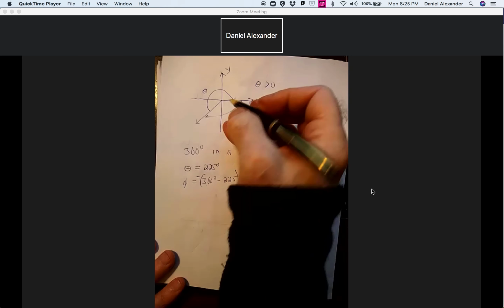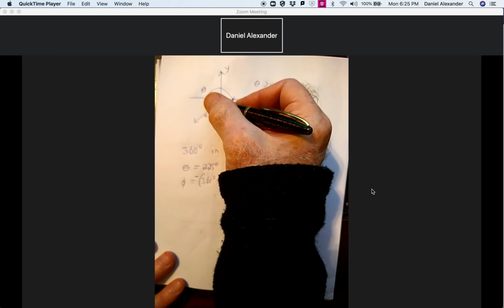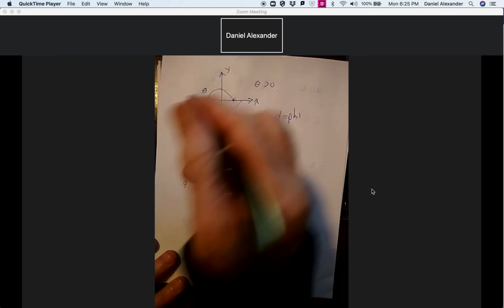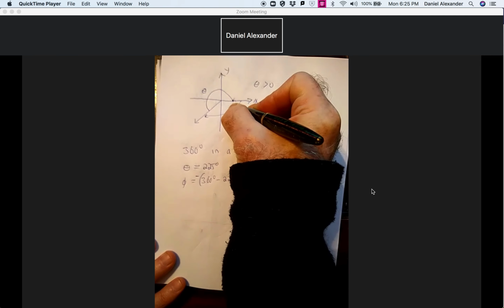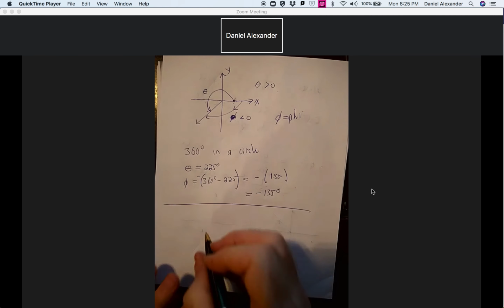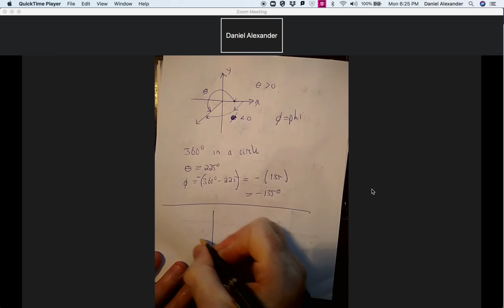Okay. So if I measure it this way, 225. If I measure it this way, minus 135, because that arrow is important. That arrow tells us the direction we're going in. Hopefully that explains how an angle can be positive and negative.